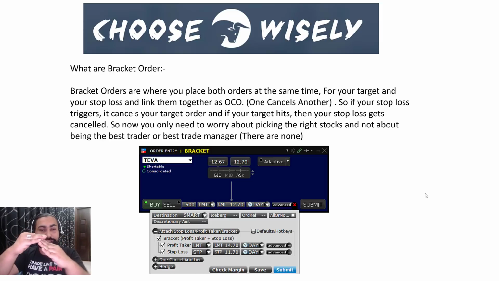Now, either the stock goes up and hits your target. If so, your stop loss gets canceled, right? If it hits your stop loss, then your target gets canceled. So some platforms also call this an OCO order. One cancels the other, right? So hopefully that makes sense. Pretty self-explanatory, right? So if your stop loss triggers, it cancels your target order. And if your target is hit, it cancels your stop loss order.